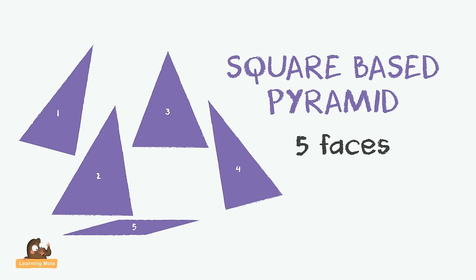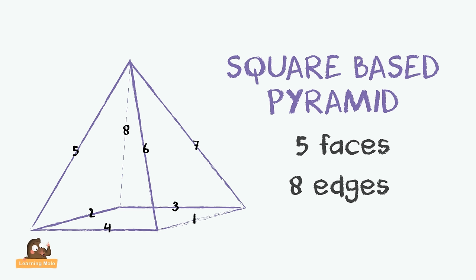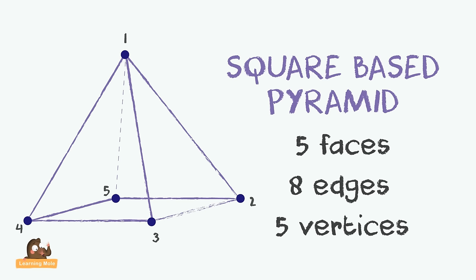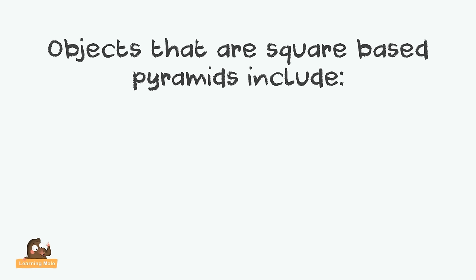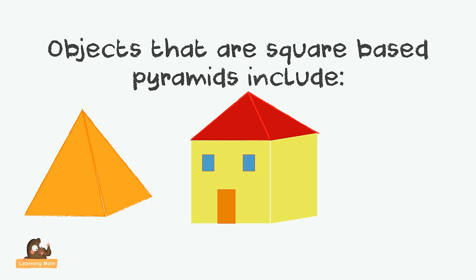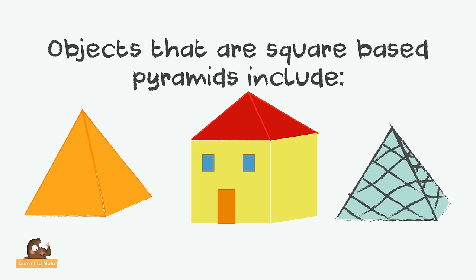A square-based pyramid has 5 faces, 8 edges, and 5 vertices. Objects that are square-based pyramids include pyramids in Egypt, a roof, the Louvre in Paris.